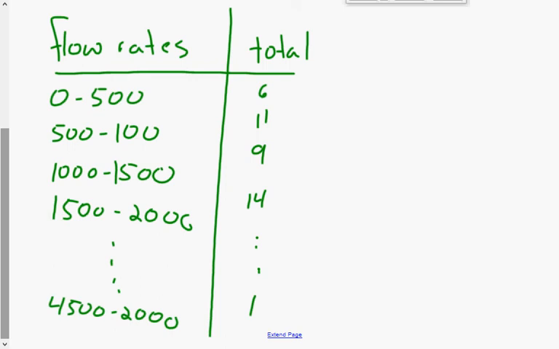And this total here, we call this our frequency. Frequency is the amount of times that the data occurred. And these flow rates are known as my intervals. Intervals and frequency.